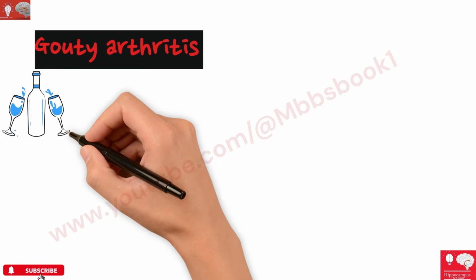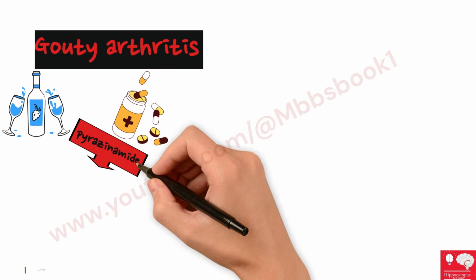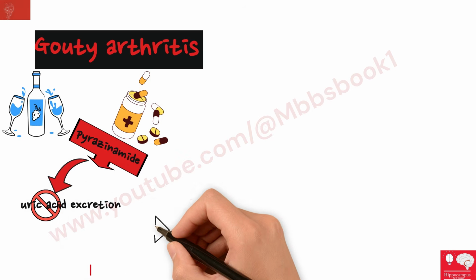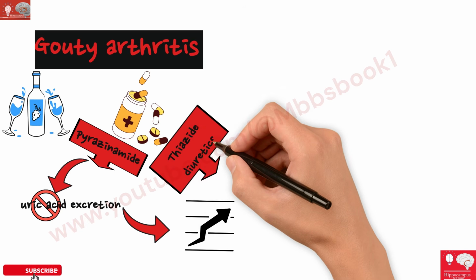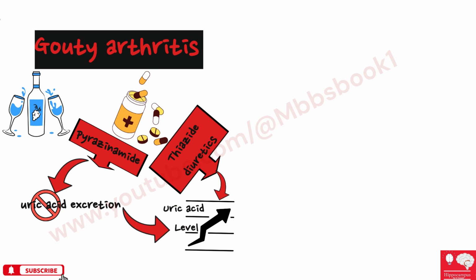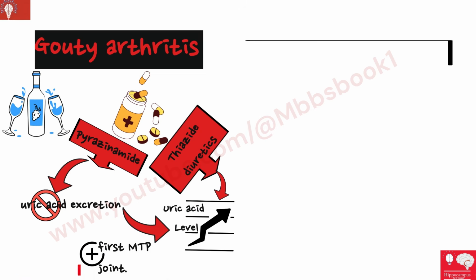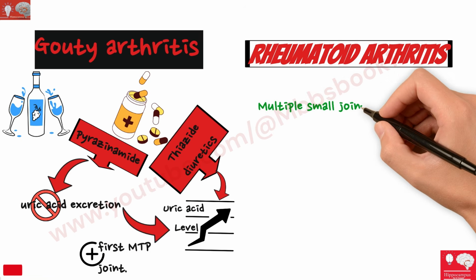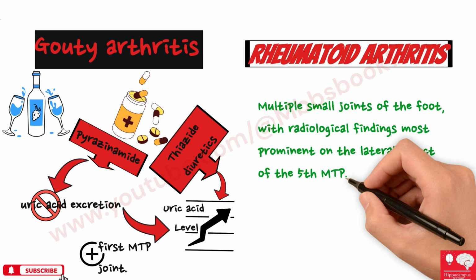To reiterate the distinction, in gouty arthritis, there is usually a clear trigger. This could be binge drinking, alcohol, or medications like antitubercular drugs, for example, pyrazinamide, that impair uric acid excretion, causing a spike in the joint space. It could also be the use of thiazide diuretics in a hypertensive patient, which increase uric acid levels. These triggers will be provided in a clinical question, along with involvement of the first MTP joint. In contrast, RA involves multiple small joints of the foot, with radiological findings most prominent on the lateral aspect of the fifth MTP.